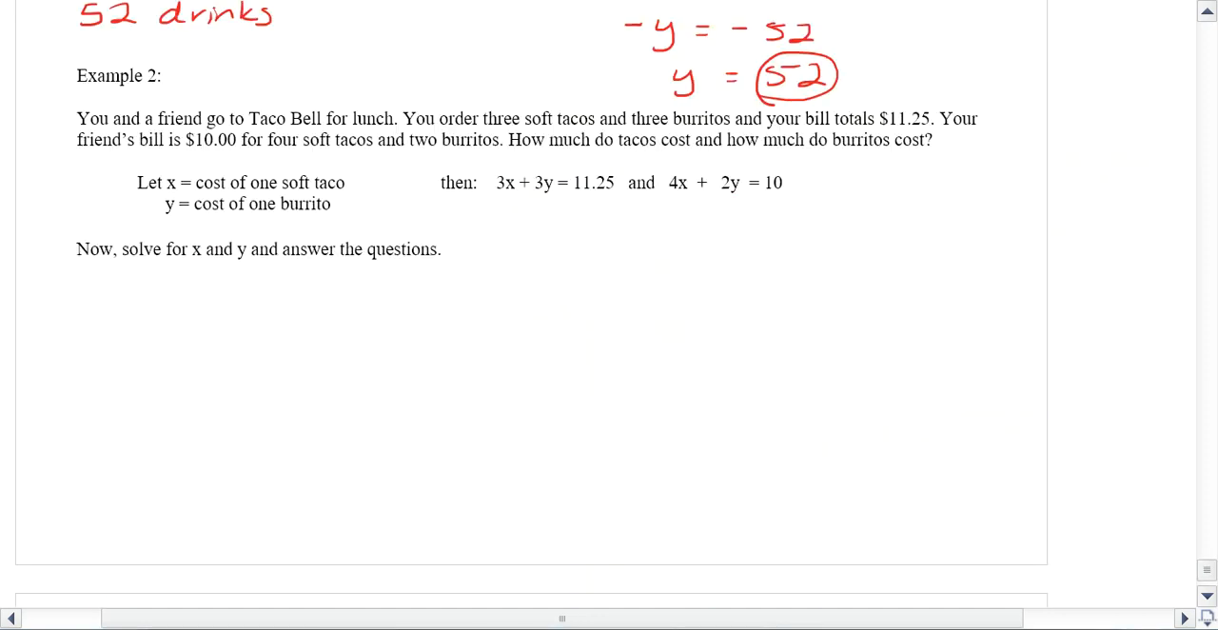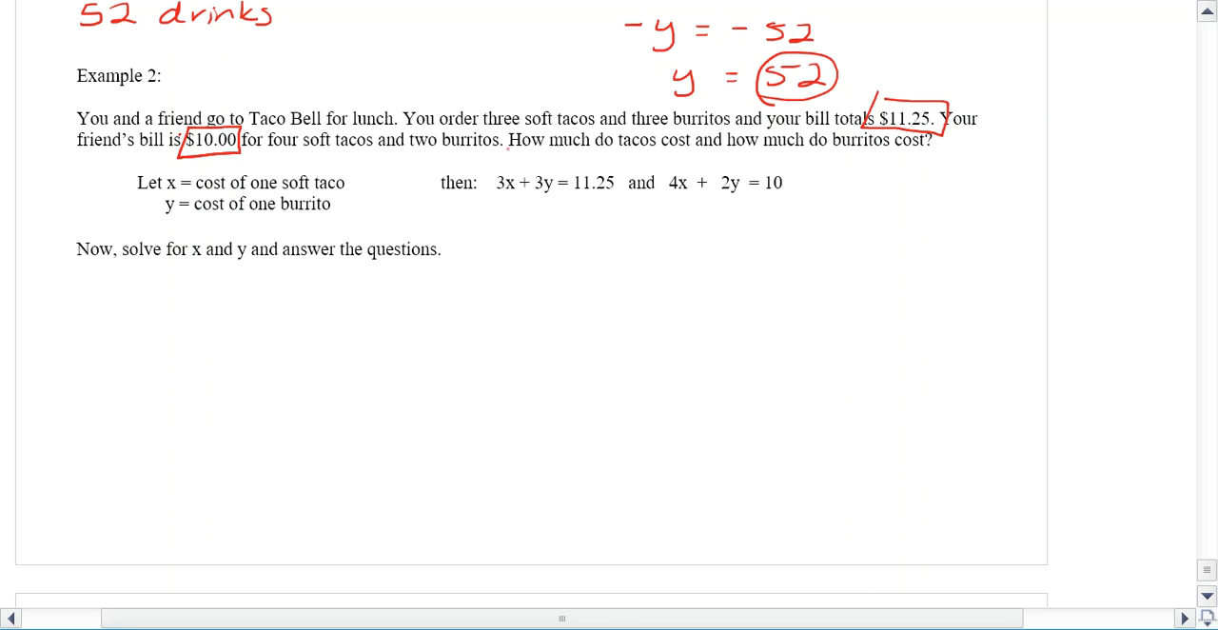Okay, reading through example 2, we have a bill for our meal of $11.25. So this is our total. And then we have a friend that came and they ordered a little different menu items, and theirs is $10. So in this problem, we're going to have an equation for us and an equation for our friend.